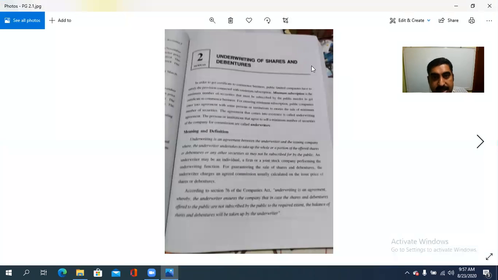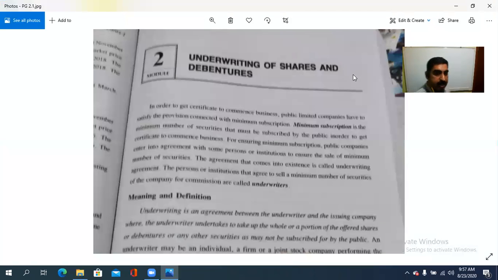So what is underwriting? Second module, underwriting of shares and debentures. What is a share, what is a debenture, and its underwriting. In order to get the certificate to commence business, public limited companies have to satisfy the provisions connected with the minimum subscription. So what is the minimum subscription?